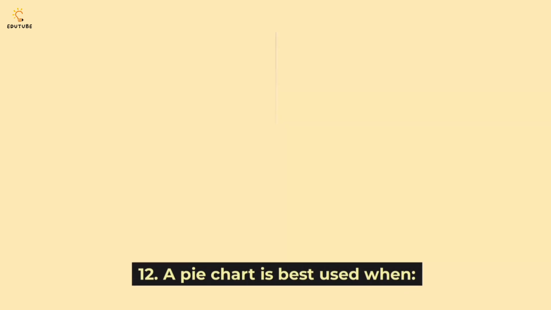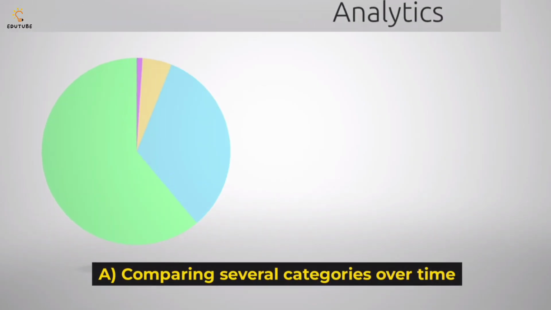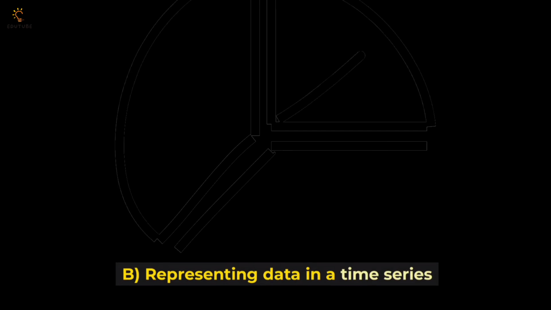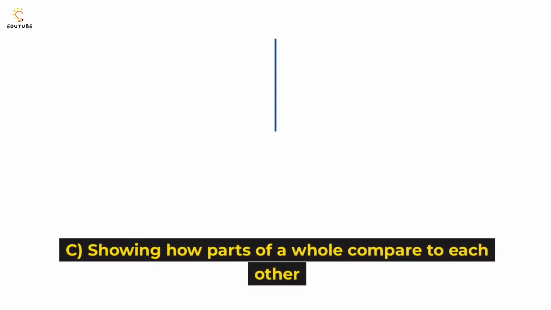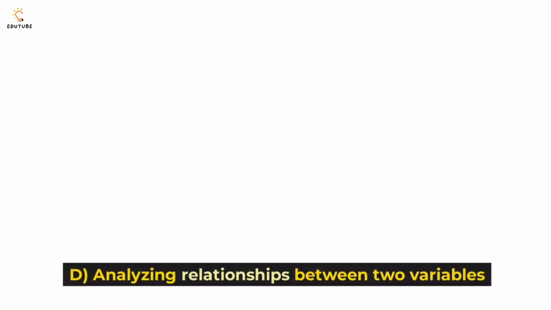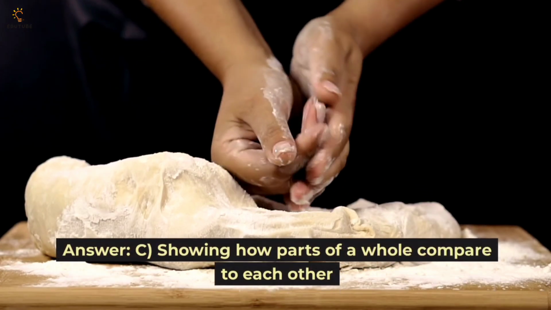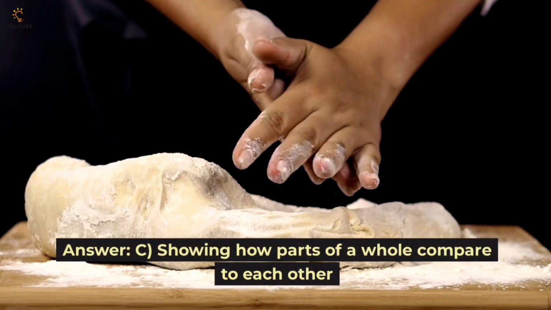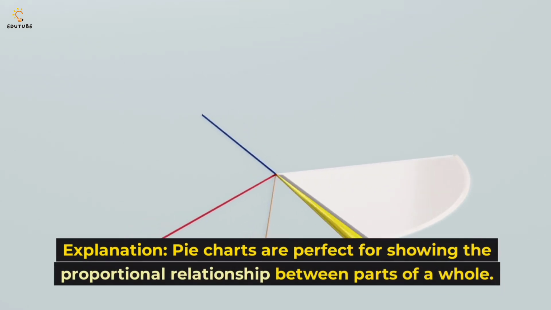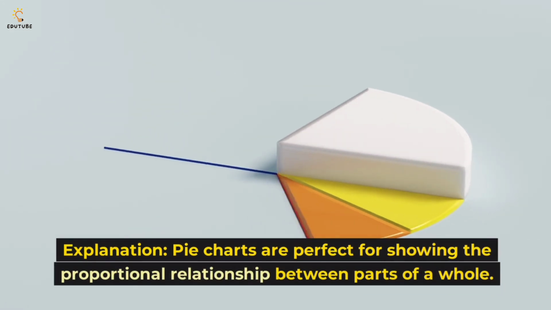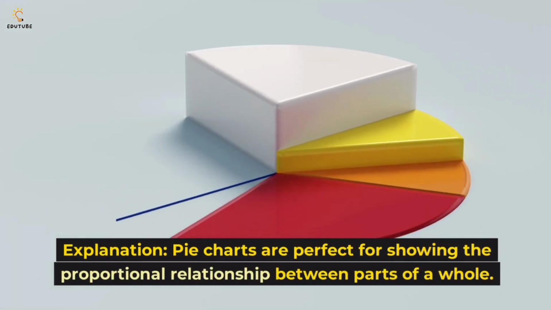12. A pie chart is best used when: A. Comparing several categories over time. B. Representing data in a time series. C. Showing how parts of a whole compare to each other. D. Analyzing relationships between two variables. Answer: C. Showing how parts of a whole compare to each other. Explanation: pie charts are perfect for showing the proportional relationship between parts of a whole.